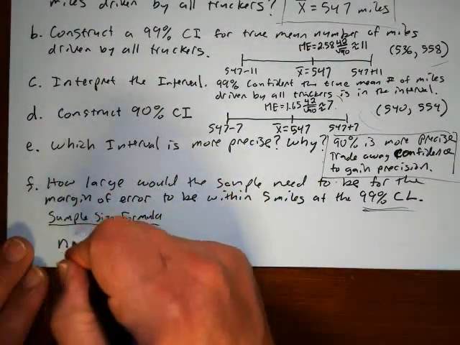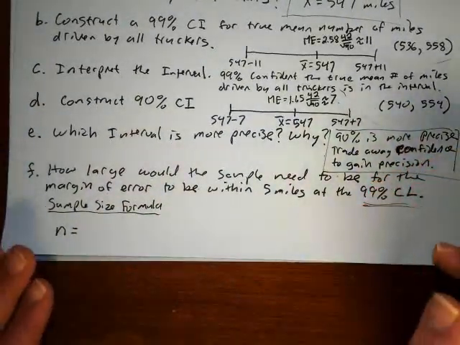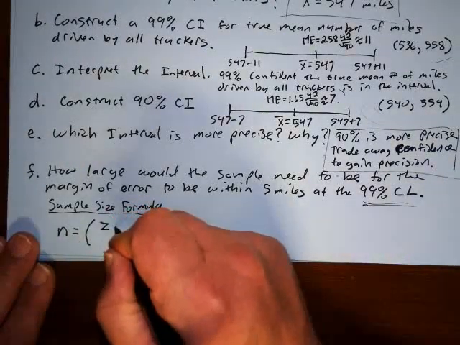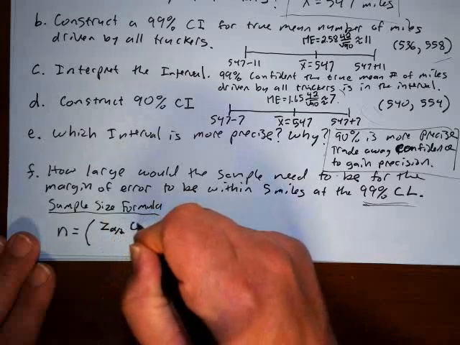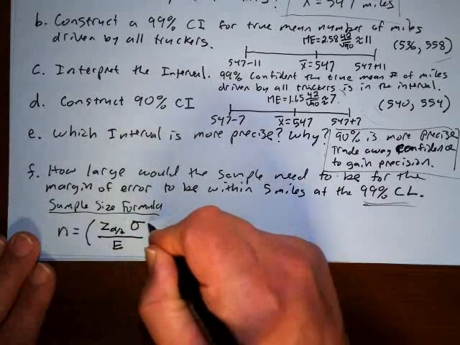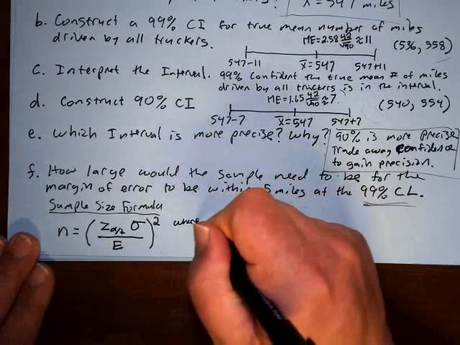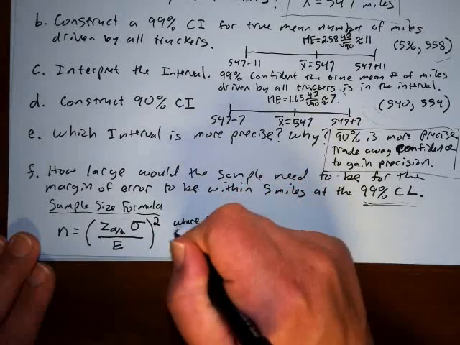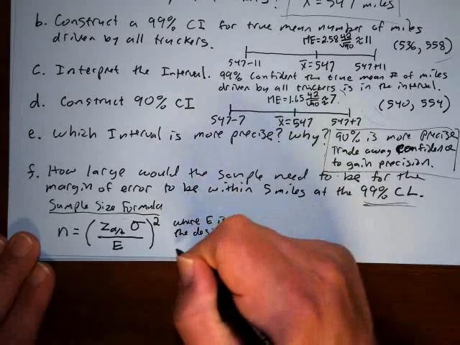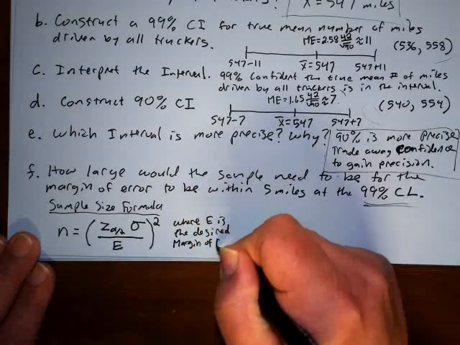This formula basically gives you how big your sample would need to be in order to gain a desired level of confidence. And basically, the formula is z alpha over 2 times the standard deviation over E, that quantity squared. And this is where E is the desired margin of error.